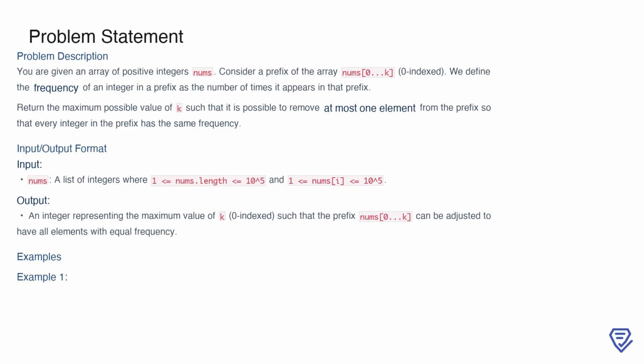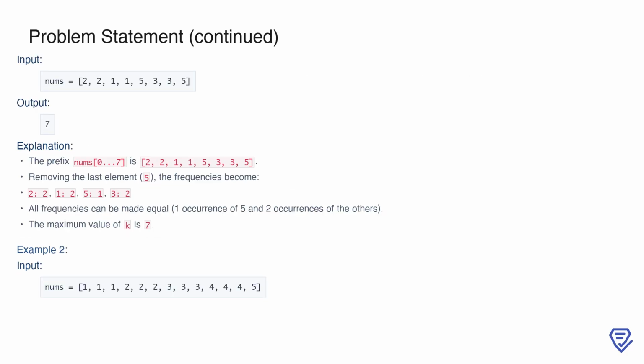The input is an array nums with constraints on its length and the range of its elements. The output will be a single integer representing the maximum index k that meets these conditions. In the upcoming examples, we'll see how this works in practice. Let's look at the first example.